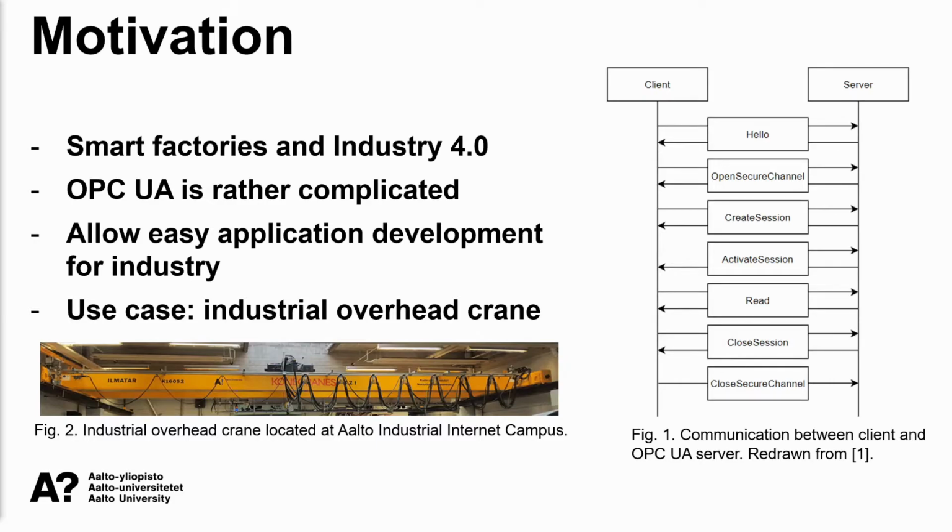So let's move on to the motivation for creating a GraphQL wrapper for OPC UA. Smart factories and Industry 4.0 require intelligent machines to communicate with each other. OPC UA is a common industrial protocol to enable communication with industrial machinery. However, the communication with OPC UA is relatively complicated because of the several handshakes required for connection establishment, as can be seen from the picture on the right.